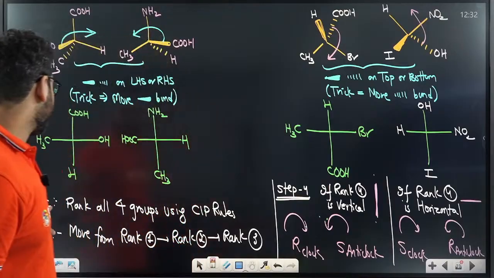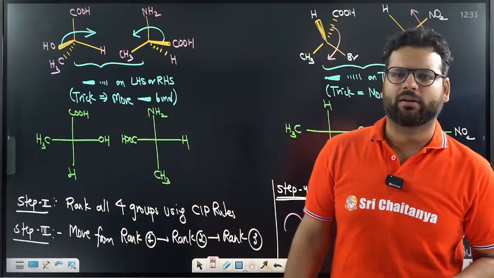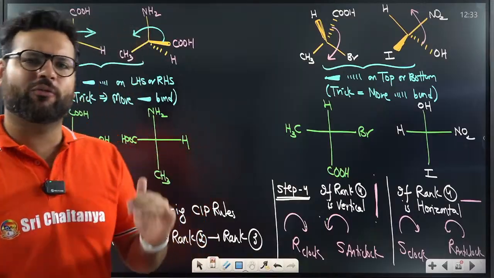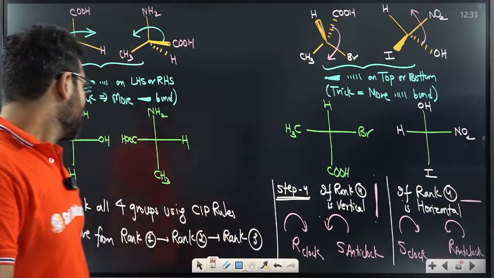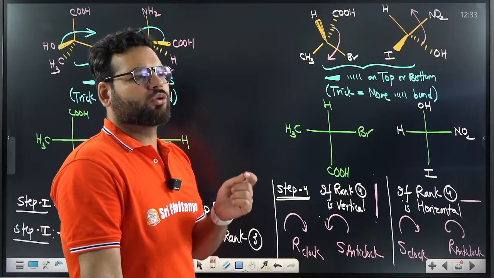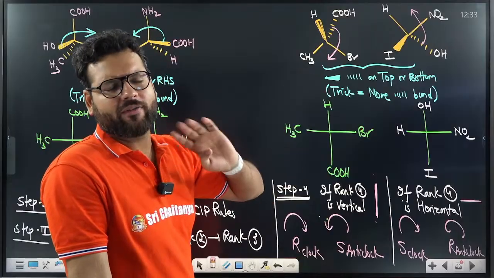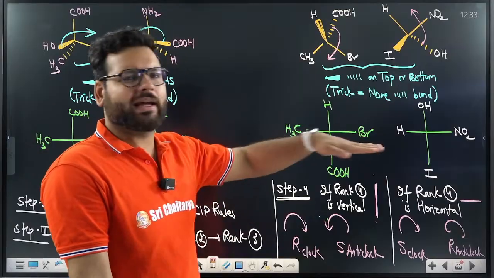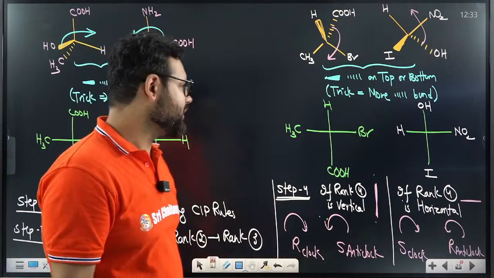After doing step 2, rank all 4 groups using CIP rules. CIP rules we just did: atomic number, mass number, duplicacy, triplicacy. After we have done all the 4 ranking, rank 1, rank 2, rank 3, rank 4, we'll move from 1 to 2 to 3. I'll show you the example. While moving from 1 to 2, 2 to 3, if the 4th group is vertical, clockwise is R and anti-clockwise is S. But if the 4th group is on the horizontal line, then clockwise becomes S, anti-clockwise becomes R. Okay, see here, everybody.